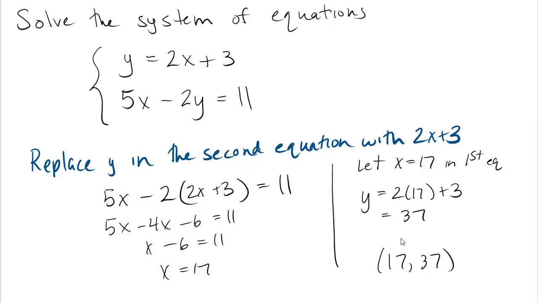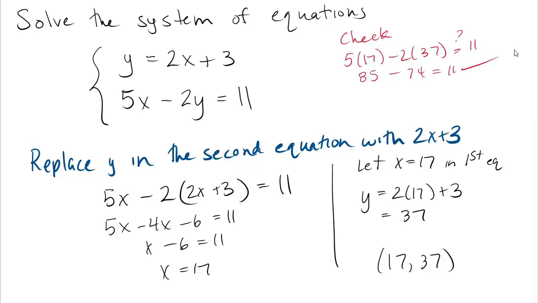Now that clearly works in the first equation because that's how we got the 37. We substituted into the first equation. Does 17, 37 really make the second equation true? Well, let's check. 5 times 17 minus 2 times 37 is supposed to be 11. That's 85 minus 74. Yeah, that's 11. It makes both equations true, and therefore it's the solution.